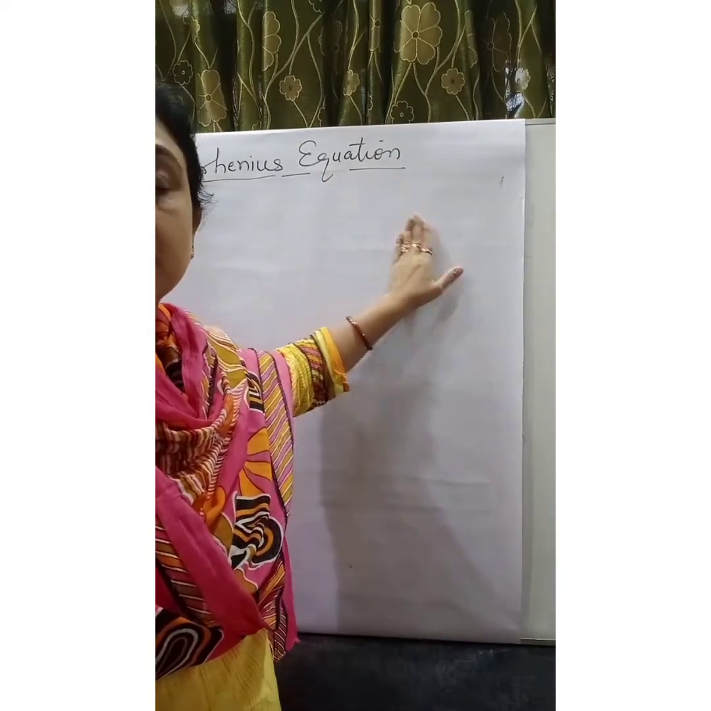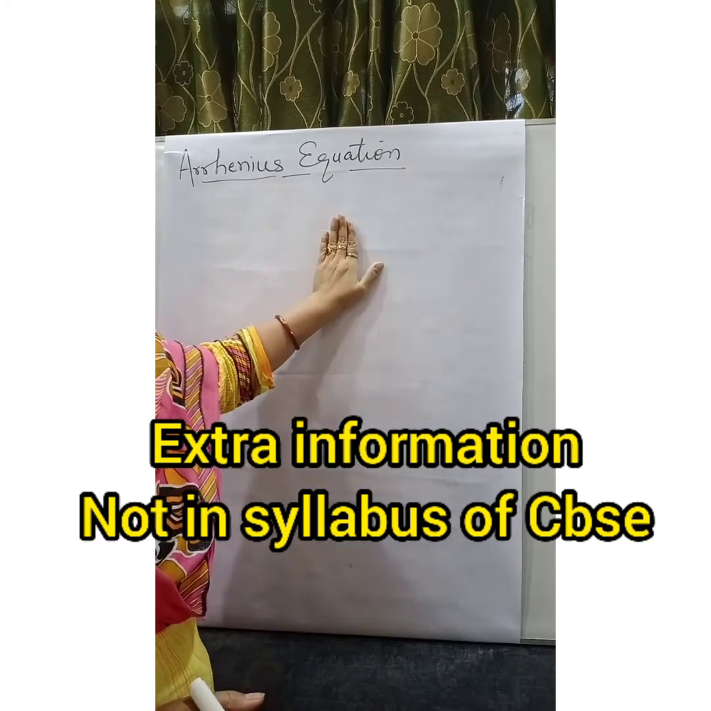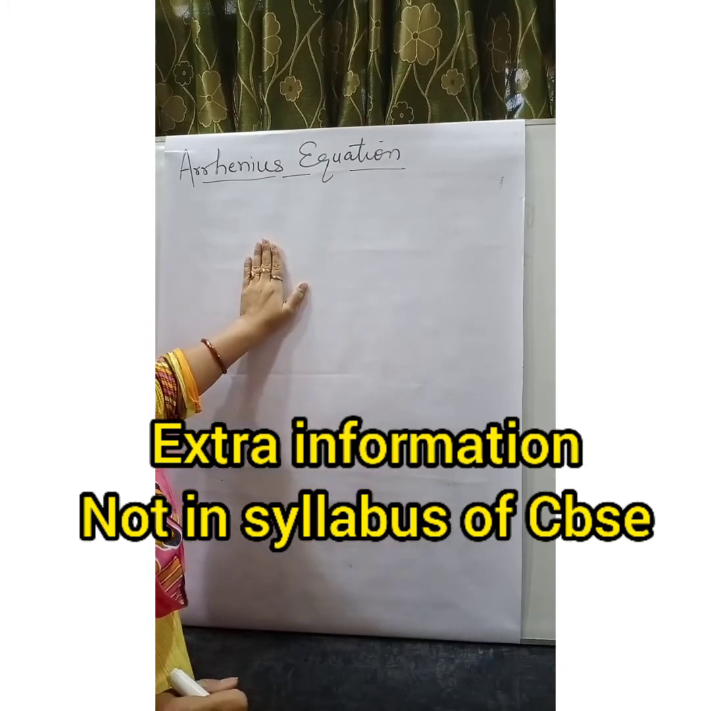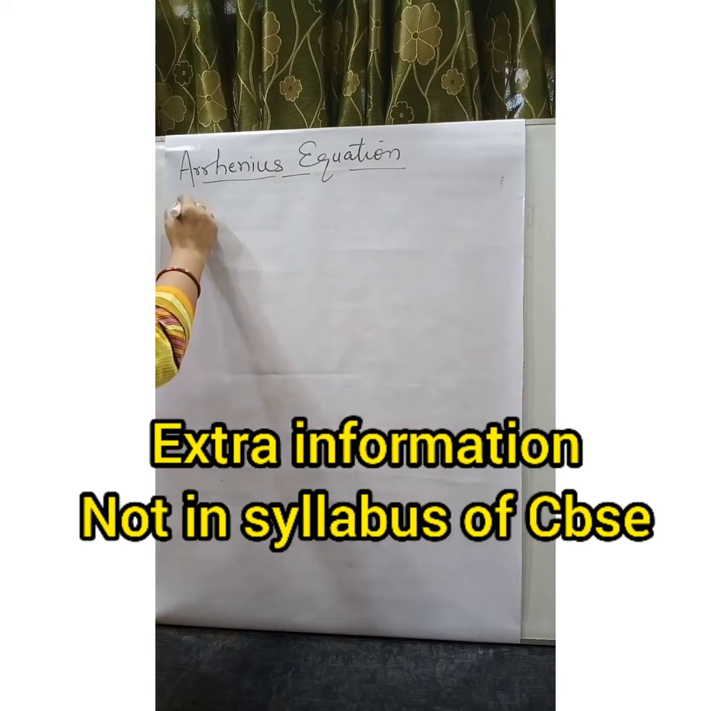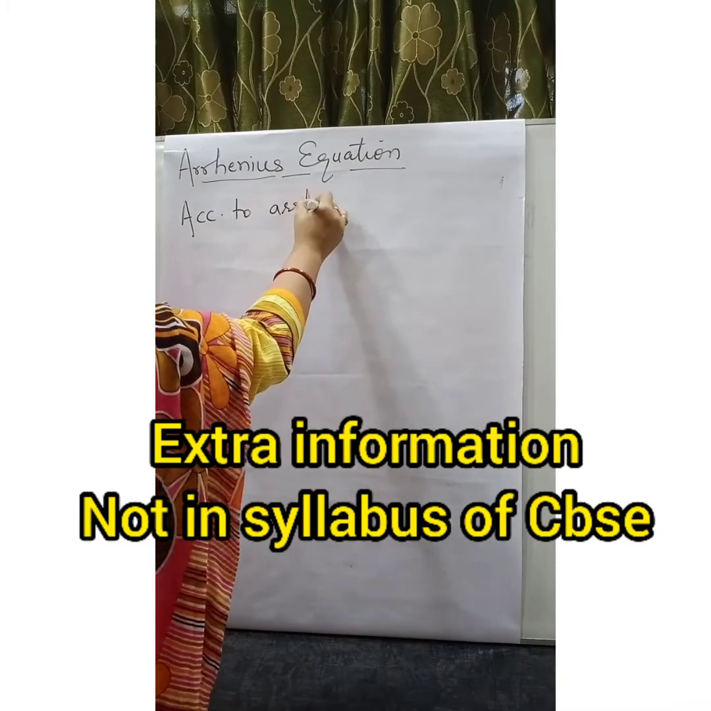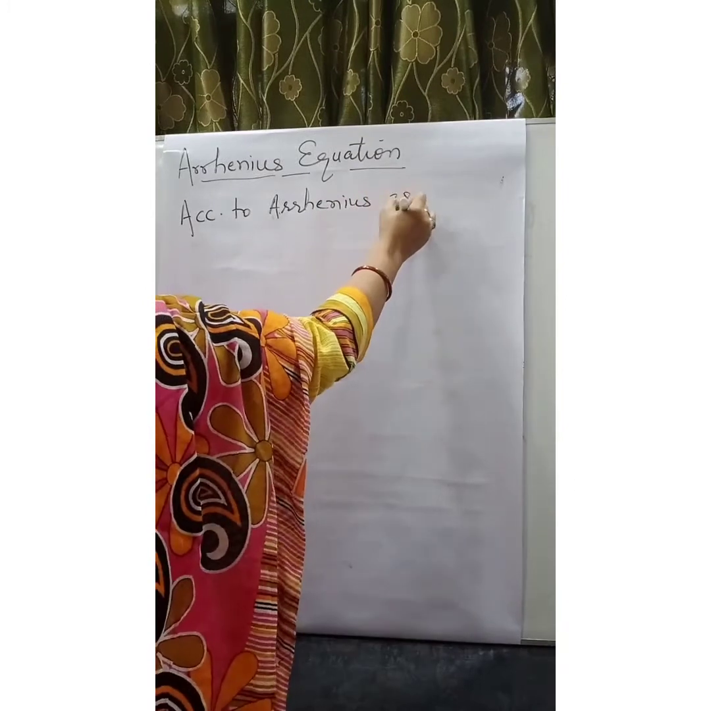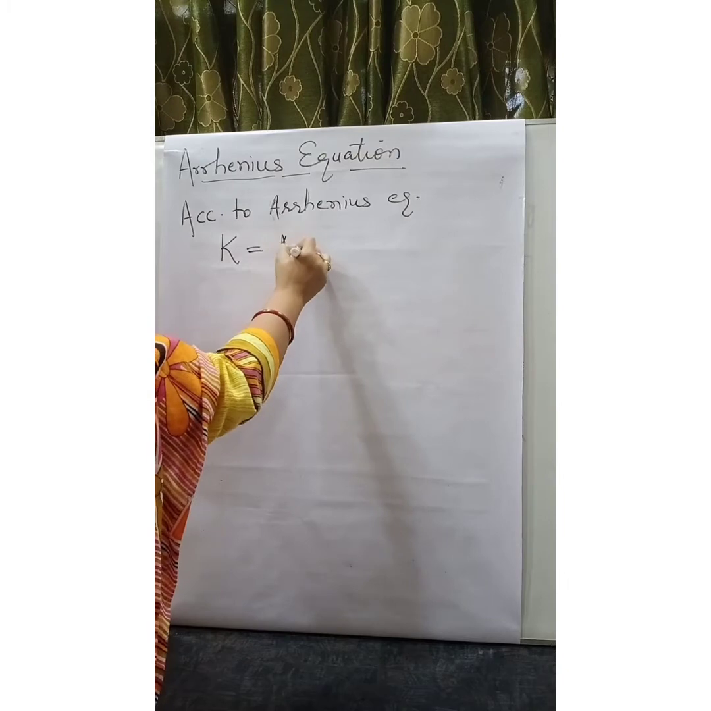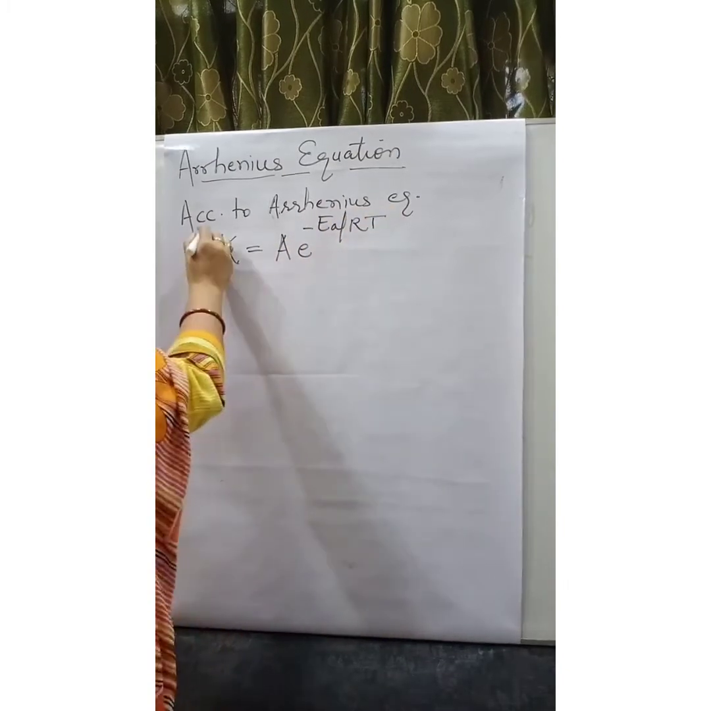Arrhenius equation. The quantitative relationship, or the quantitative dependence of temperature on rate of reaction, can be explained by using the Arrhenius equation. The Arrhenius equation can be written as k is equal to A e raised to minus Ea upon RT.